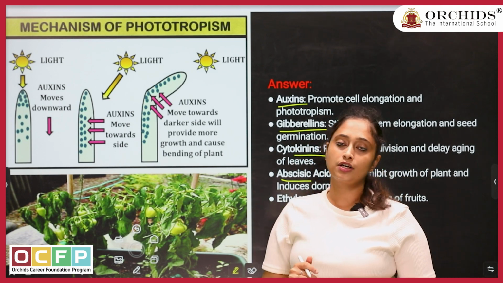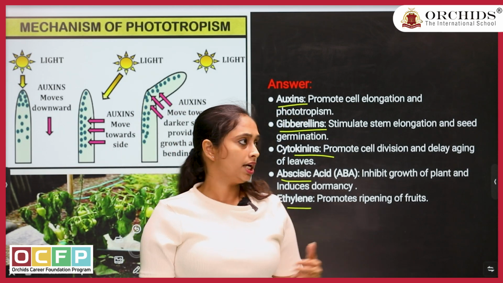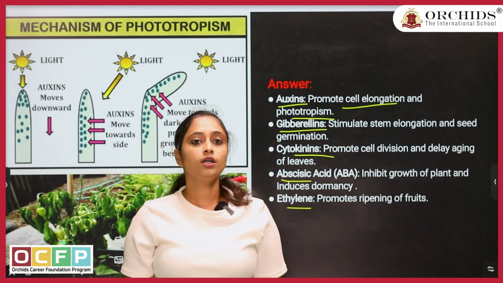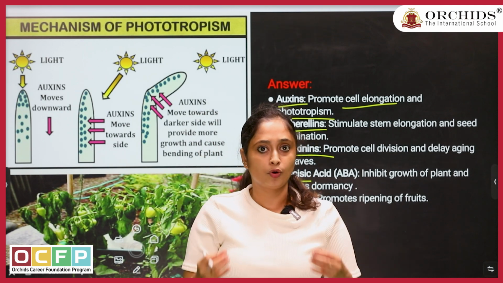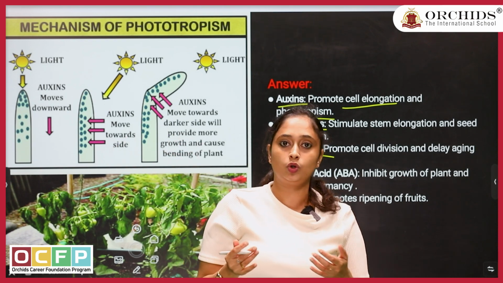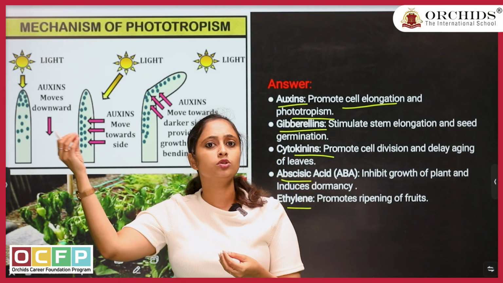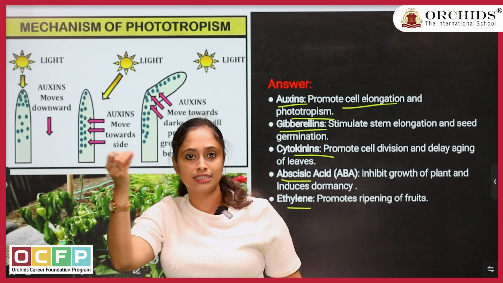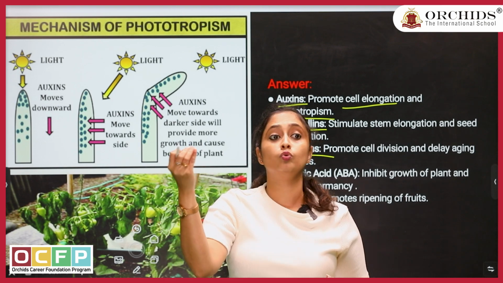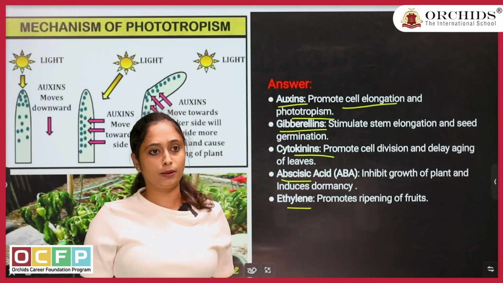So what is the function of the first hormone, auxin? What will auxin do in the plant body? Auxin's function is to promote cell elongation and phototropism. What does phototropism mean? It is a directional movement. Photo means light. Whenever the plant is growing towards the light, that is phototropism. Directional movement means moving towards or away from a stimulus. So it is one of the tropic movements.